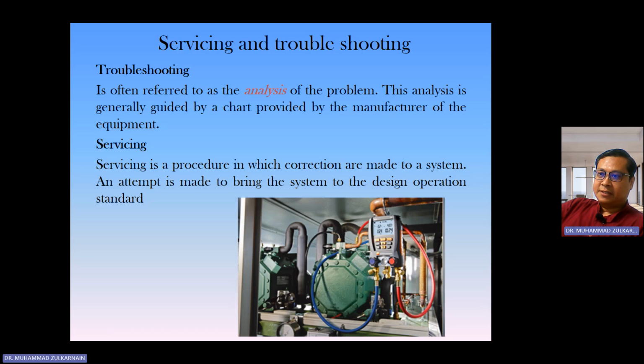So troubleshooting is often referred to as the analysis of the problem. This analysis is generally guided by a chart provided by the manufacturer of the equipment. So every equipment will come with a guide from the company. If our design uses a compressor from company A, it means that you should bring together the guided maintenance sheet and any characteristics from that company. So for the maintenance and how to serve, you refer to company A.